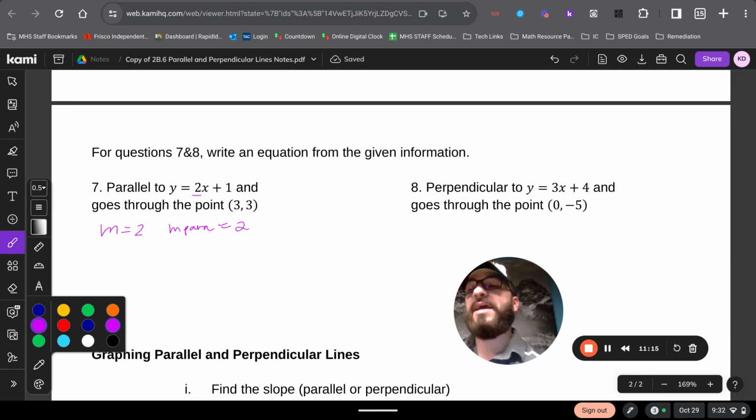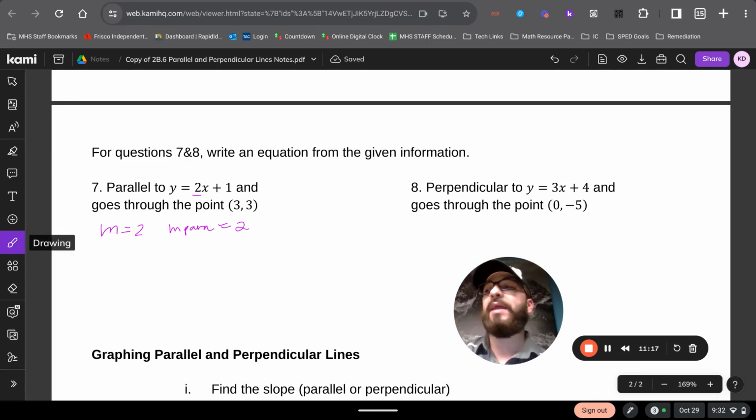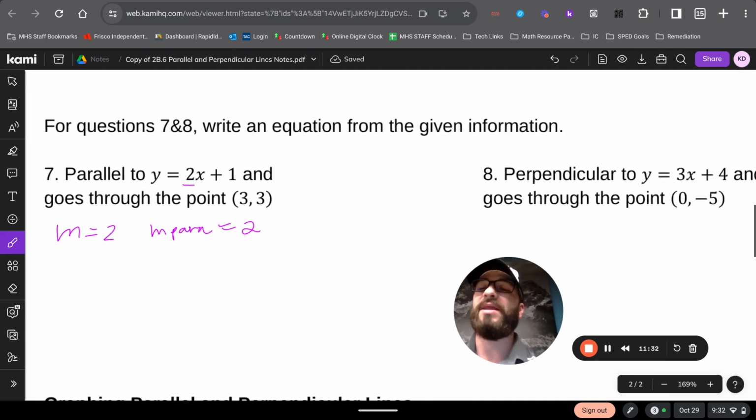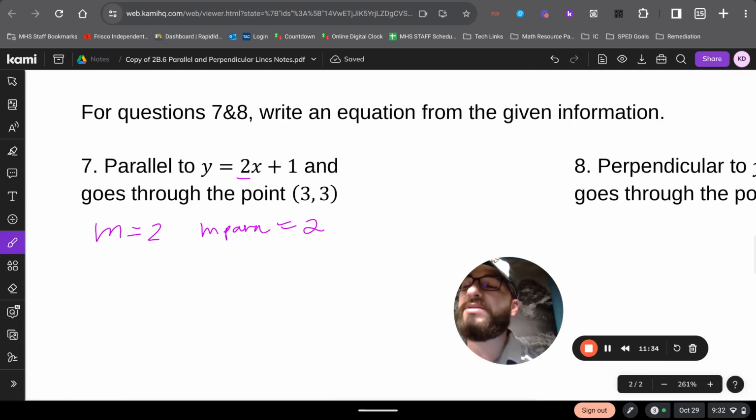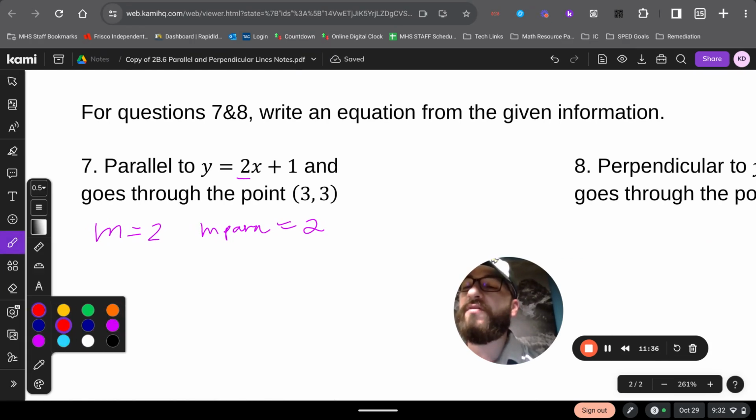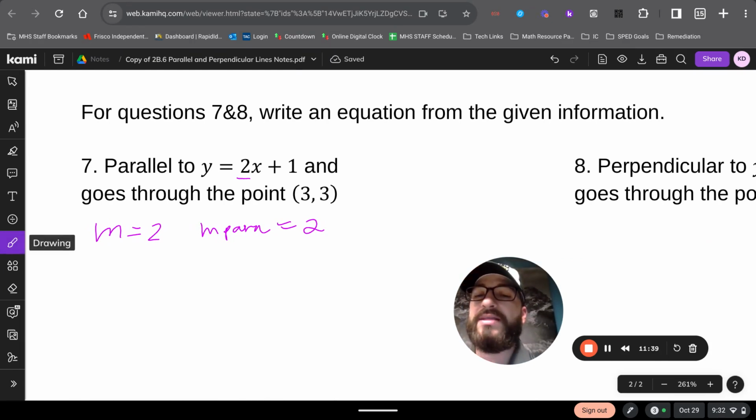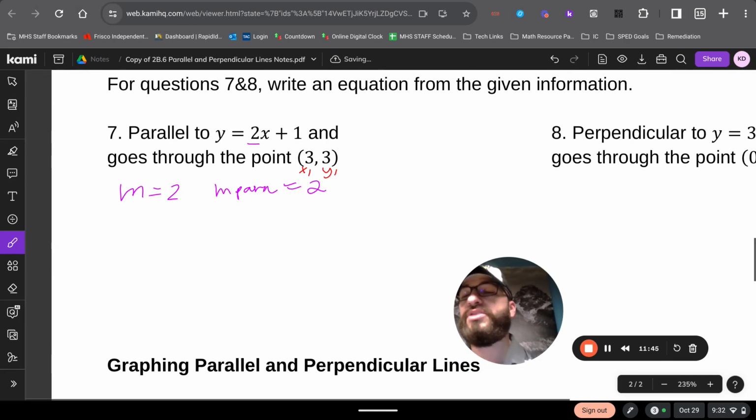Okay, now the second piece is that I want to write an equation. Now I either need to have the slope and my y-intercept if I want to write this in slope-intercept form, or I need to have the slope and just a point if I want to write this in point slope form. So I have slope and a point. 3, 3 is just some point that's on my line. So I'm going to use point slope form. For point slope form, I need to take my point and identify x1 and y1. And then, of course, I have my slope, which is 2.